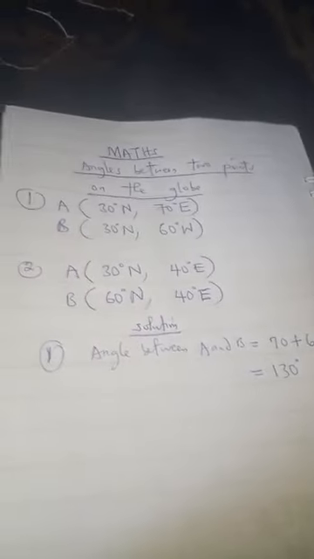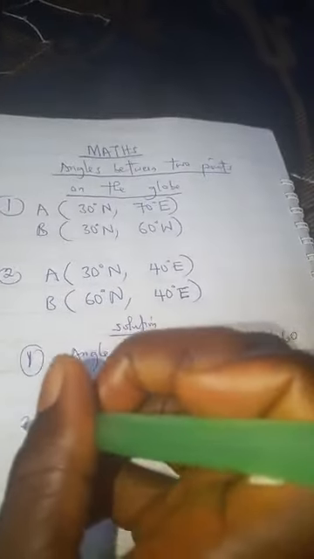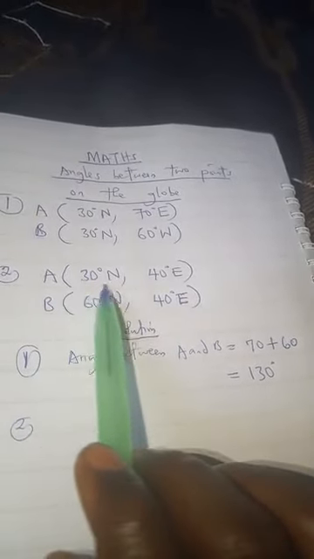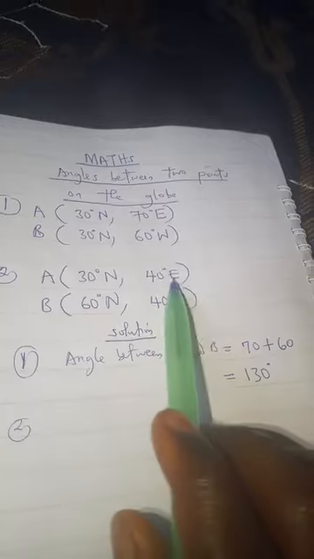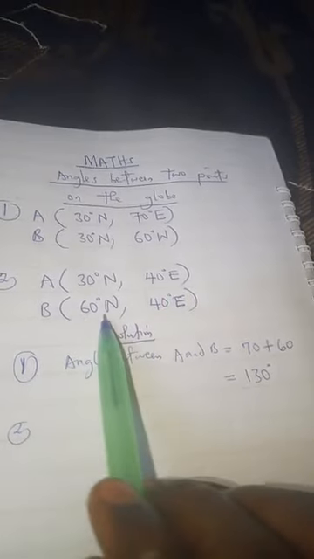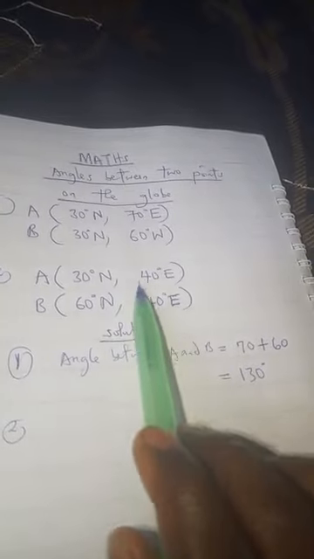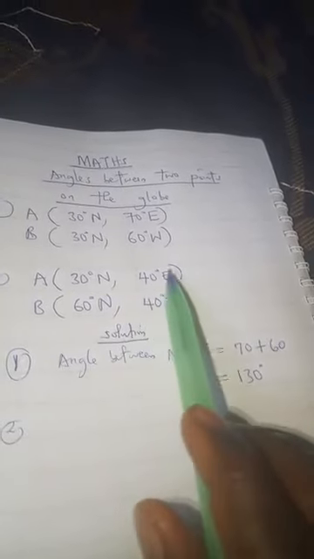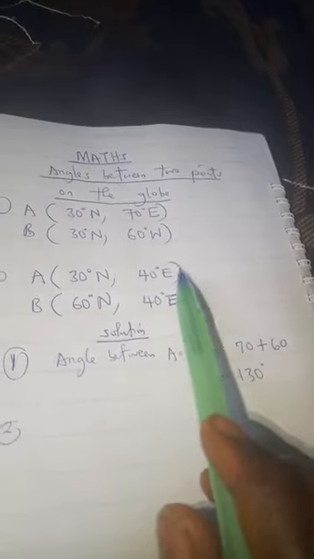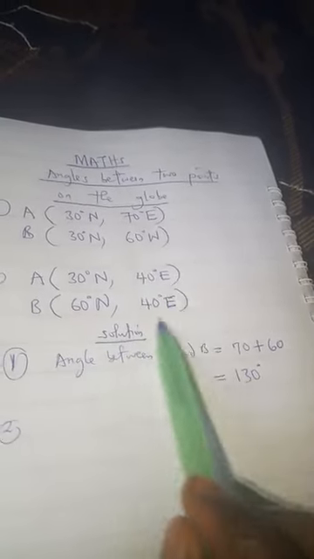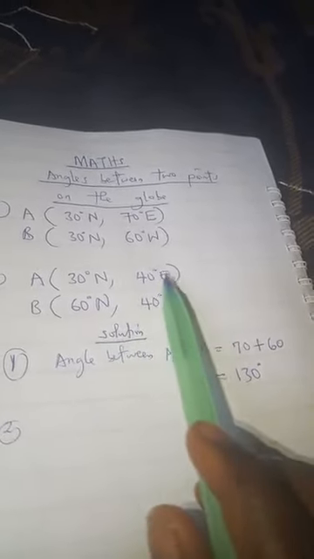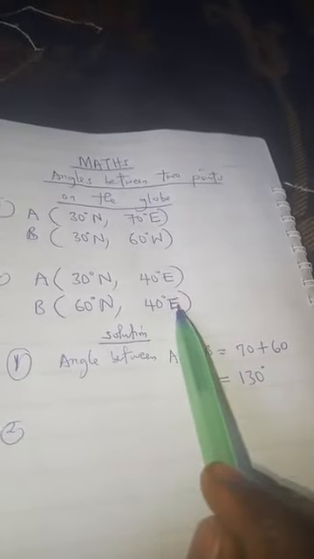Now, similarly, for the second question, if you look at their locations, you find out that point A is on 30° north, 40° east. B also 60° north, 40° east. Now, looking at their longitude, the longitudes are exactly the same, which shows that we can't find our angle here, since they are on the same longitude in terms of angle and direction as well.